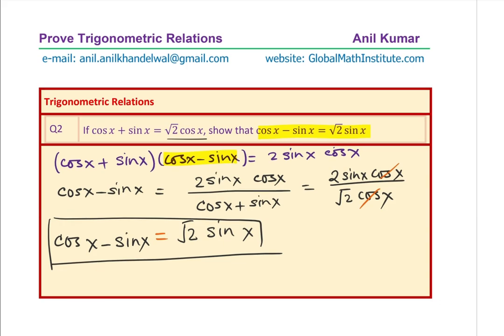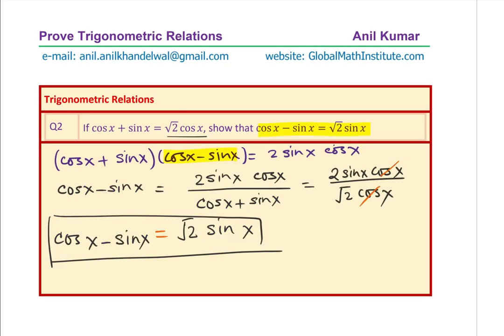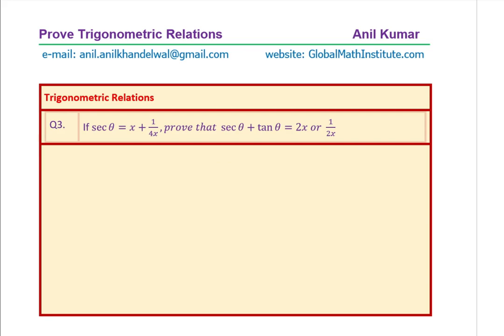Let's look into what we really did. So basically, we started with what is given to us. We squared both sides, rearranged the terms, got cos square x minus sin square x, wrote it as that product of sum and difference, and then isolated what we really wanted. Substituting what is given, we got a result. Perfect. Great. Now let's look into question number 3, which is secant theta equals x plus 1 over 4x. We need to prove that secant theta plus tangent theta is 2x or 1 over 2x.